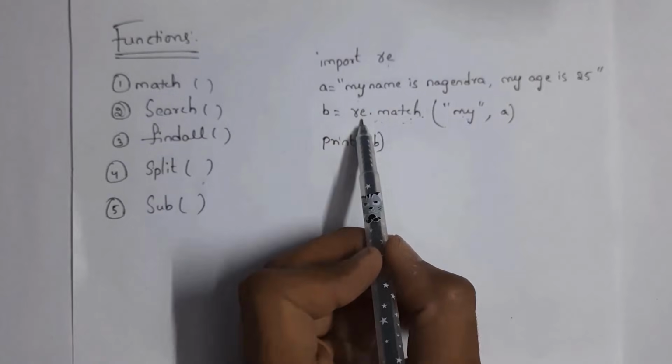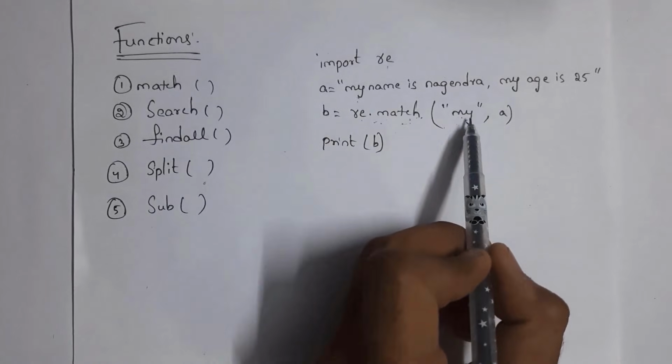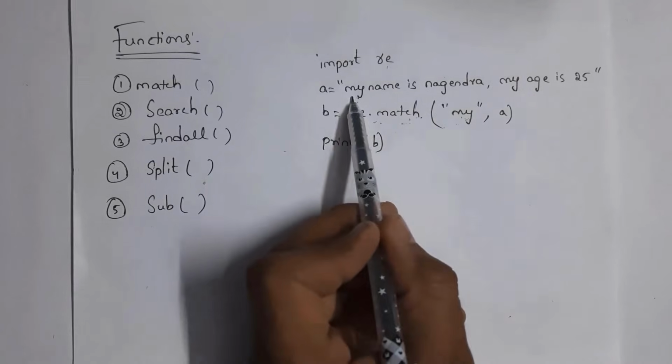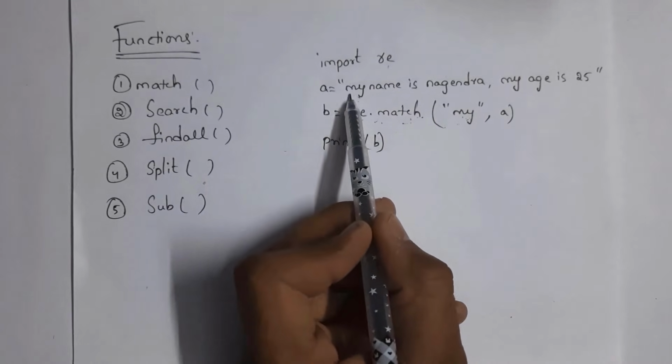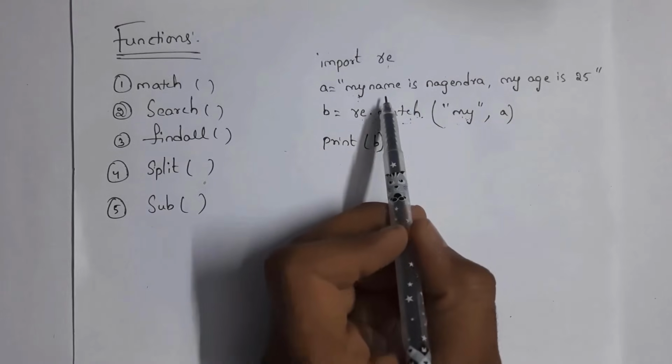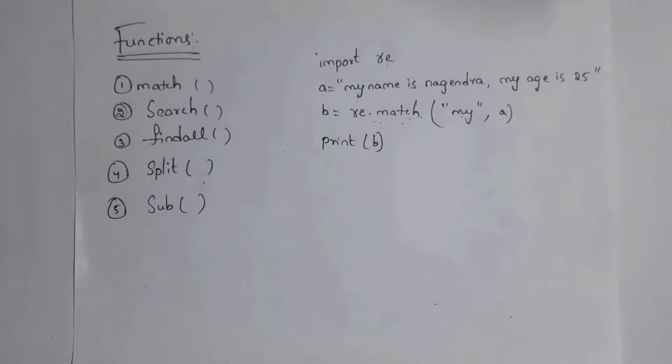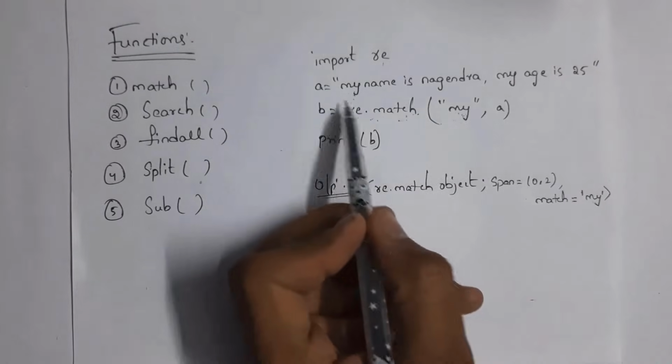And here I wrote re.match. Inside match, I wrote my. So the match function will check whether my is available at first or not. Only if my is available at first in the given string, I will get output. Here I wrote my, so my is available at first. So I will get the output my. I am storing this result in variable b.